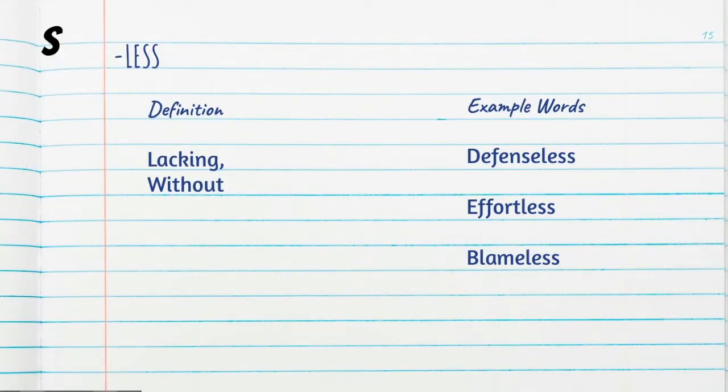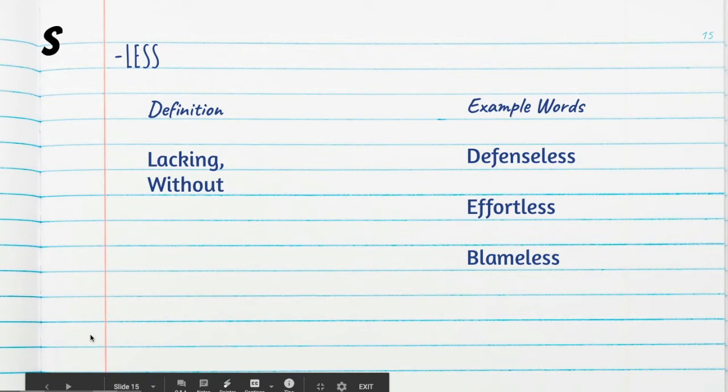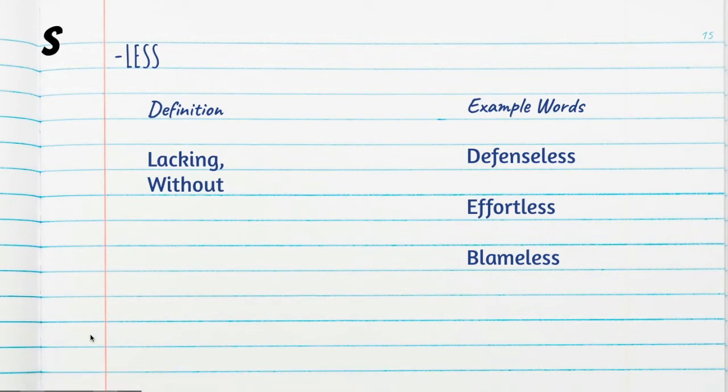And then our last one for this week is less, and this means lacking or without. So if you have, for example, defenseless, that's without defense. Effortless would be without effort. Blameless, without blame. These are some that you might be pretty familiar with, but it's always good to think about the way that these prefixes and suffixes work together, even in words that you're familiar with, because then when you see them in words that you don't know, you will be more used to them and able to recognize them. So make sure you have those 5 sets of words copied down into your notes in your English 1 folder, and we will continue to work with these words throughout the week.